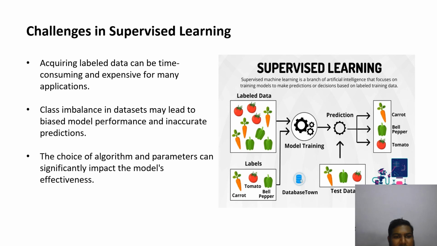Class imbalance in the dataset may lead to biased model performance and inaccurate predictions. The choice of algorithm and parameters can significantly impact the model efficiency.